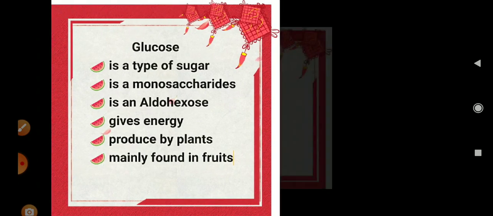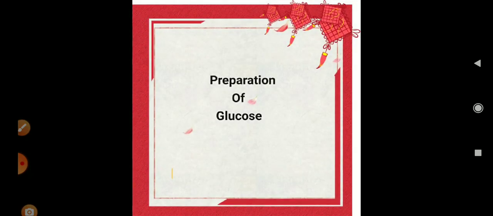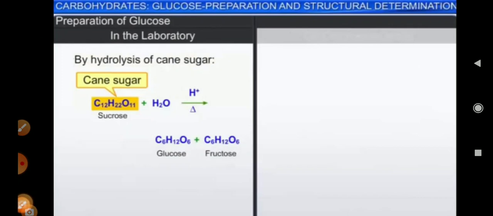First, start with preparation. Preparation of glucose. Let us check what the methods of preparation of glucose are. The first method is the laboratory method of preparation. Here, cane sugar undergoes hydrolysis to give rise to glucose and fructose. Cane sugar is actually sucrose, which on hydrolysis in the presence of acid gives glucose and fructose.